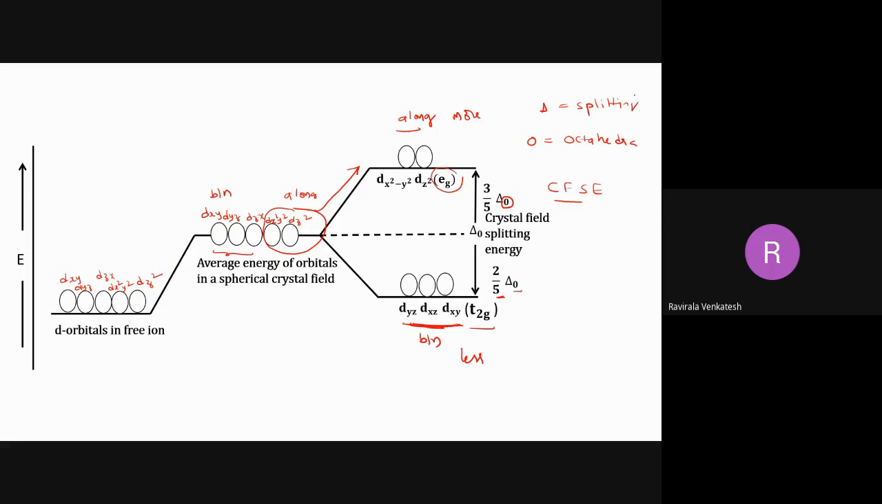In this way, dx square-y square and dz square will undergo more splitting, whereas dyz, dxz, and dxy will undergo less splitting. T2g means triply degenerate: dxy, dyz, dzx are called T2g, and dx square-y square, dz square are called Eg.